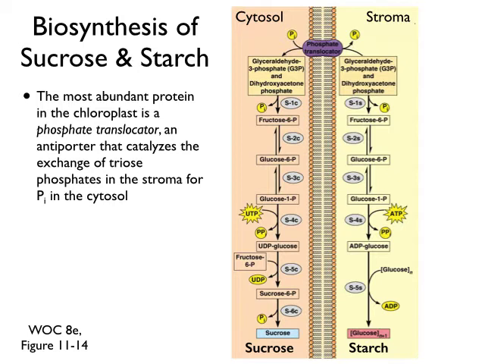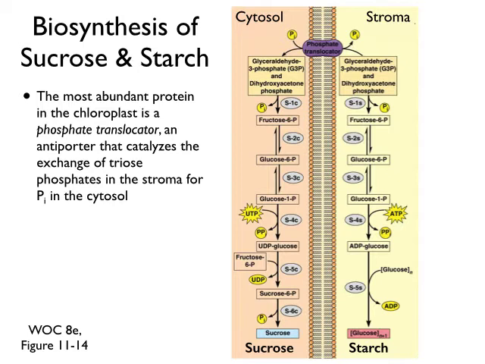For all of this to occur, we need inorganic phosphate, and it turns out that the most abundant protein in the chloroplast is a phosphate translocator, and this is an antiporter that catalyzes the exchange of triose phosphates in the stroma on the right in the yellow for inorganic phosphate from the left in the orange from the cytosol. And so this is actually moving trioses and inorganic phosphate between the two compartments, and ultimately then trioses can wind up in the cytosol as well.